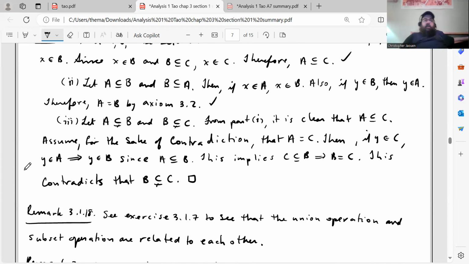All right, and then finally, the third statement, let A be a proper subset of B and B a proper subset of C. From part one, it's clear that A is a subset of C, right? The subsets move transitively through the chain, I guess. Assume for the sake of contradiction that A is equal to C. Then if Y is an element of C, Y is an element of A implies Y is an element of B. Since A is a subset of B, this implies that C is a subset of B, which implies that B equals C, and that contradicts that B is a proper subset of C. Right, and that's my proof.